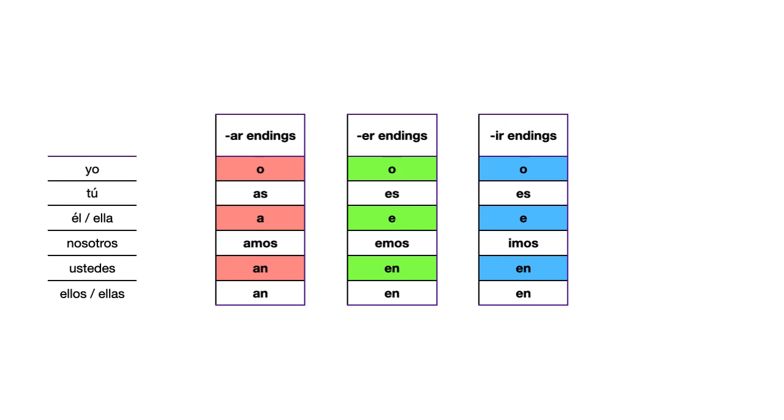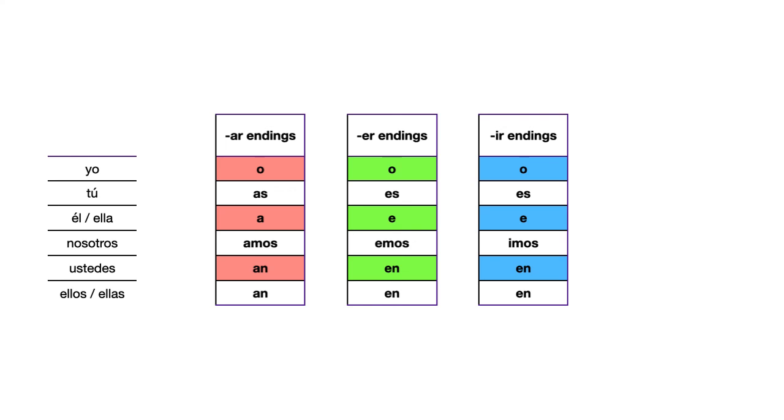And then, of course, you have the ir endings. Compare that last table, the blue one, with the one in the middle, the green one. And you will notice very quickly that it's almost the same except for one form, the nosotros form, right? That one for ir endings has an I instead of an E. That is the only change.